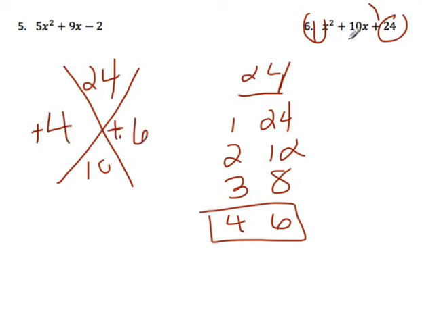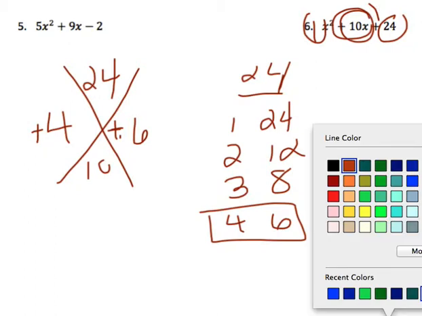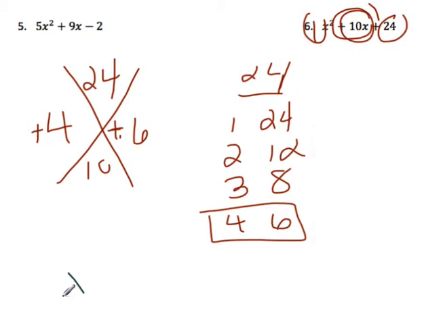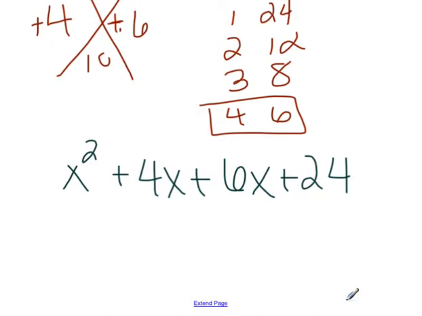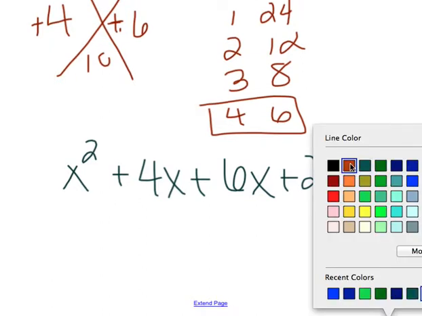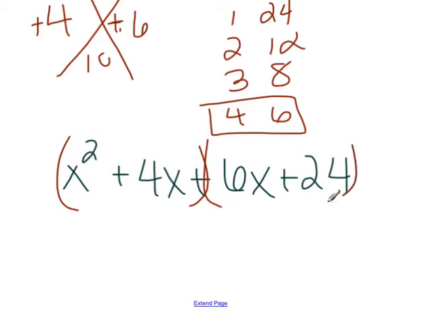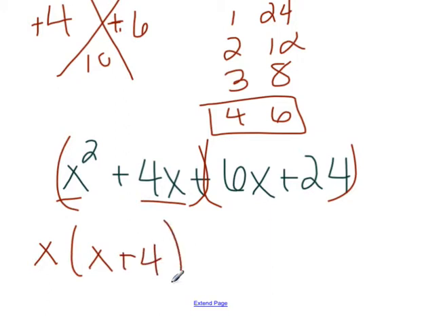So now I'm going to use that to split up that middle term. So I'm going to keep the first term the same, and I'm going to split up my middle term as 4x plus 6x. And now I want to factor by grouping. So between x squared and 4x, I can divide out an x, and I'm left with x plus 4. From between 6 and 24, I can divide out a 6, and I'm left with x plus 4.